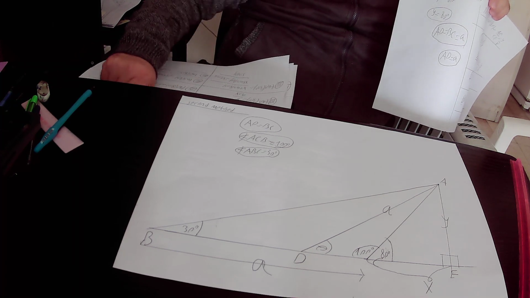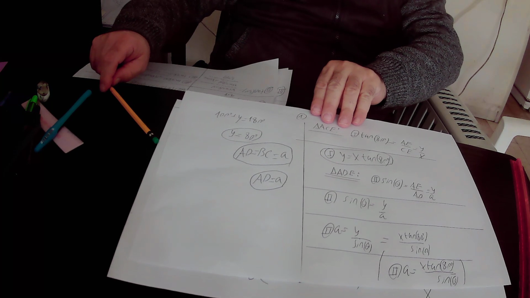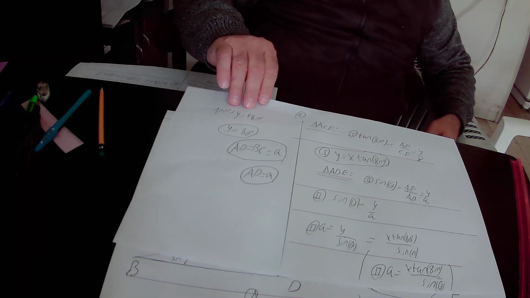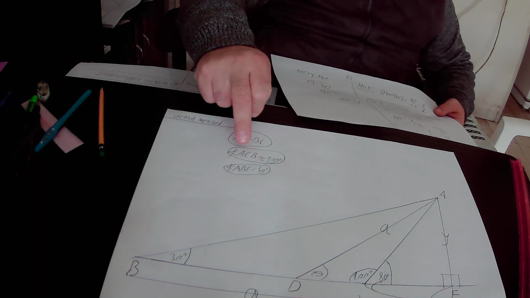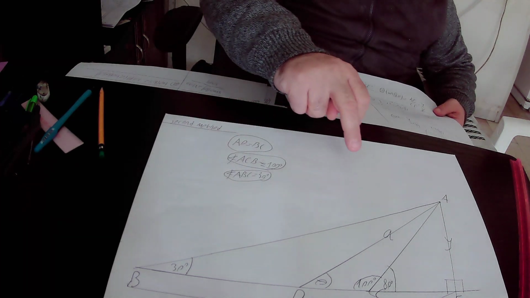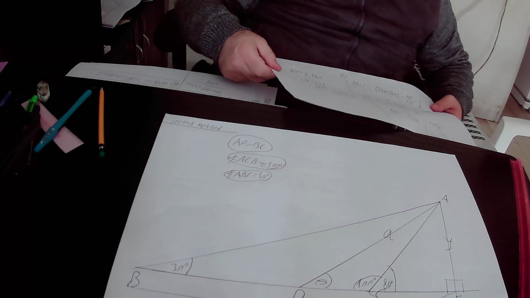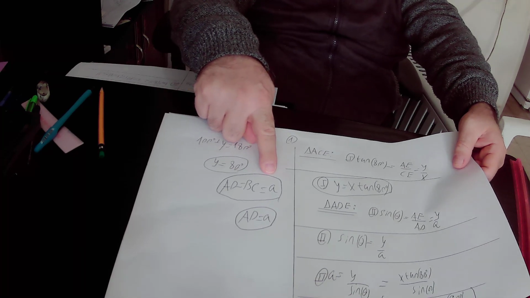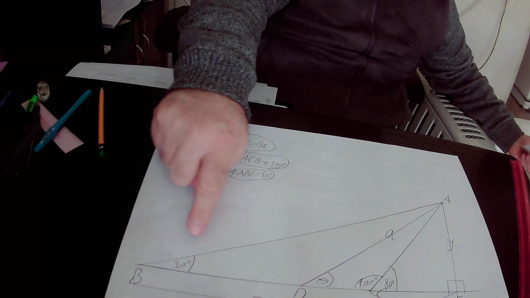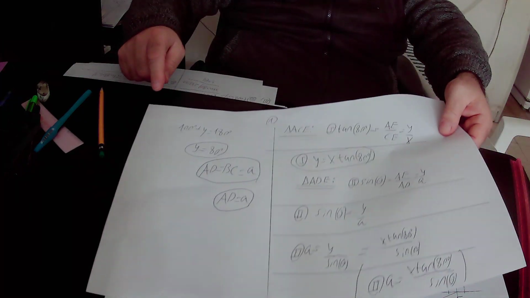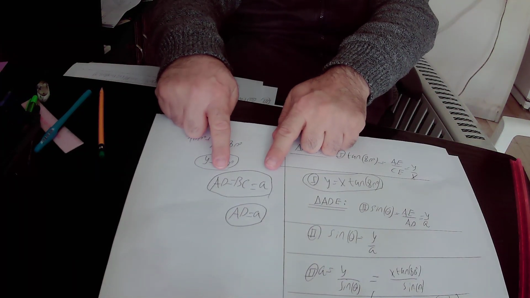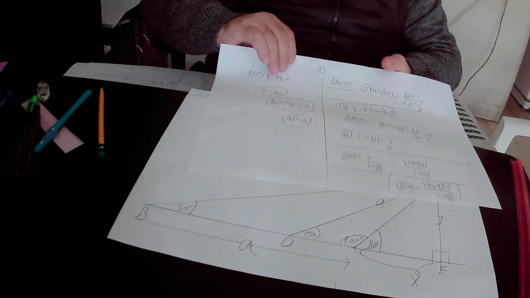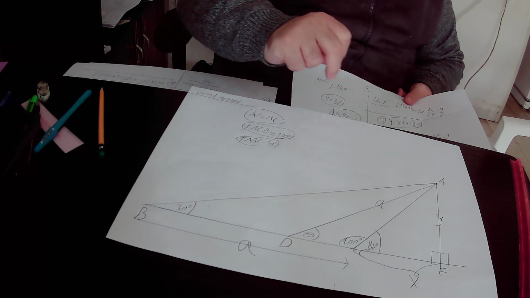Then we focused, we know that AD equals BC. It is given in the question that AD equals BC. But BC equals A according to our definition. BC equals A, so from this equation we derive that AD also equals A. So we can write here that AD equals A.